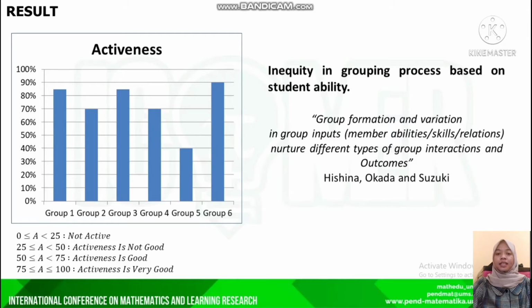Based on the analysis, most of the group show active participation. However, there was still group whose activeness was not very good. This may be caused by the group member selection that did not pay attention to the student abilities. Thus, students with low skill dominated a group, causing the group to be inactive.